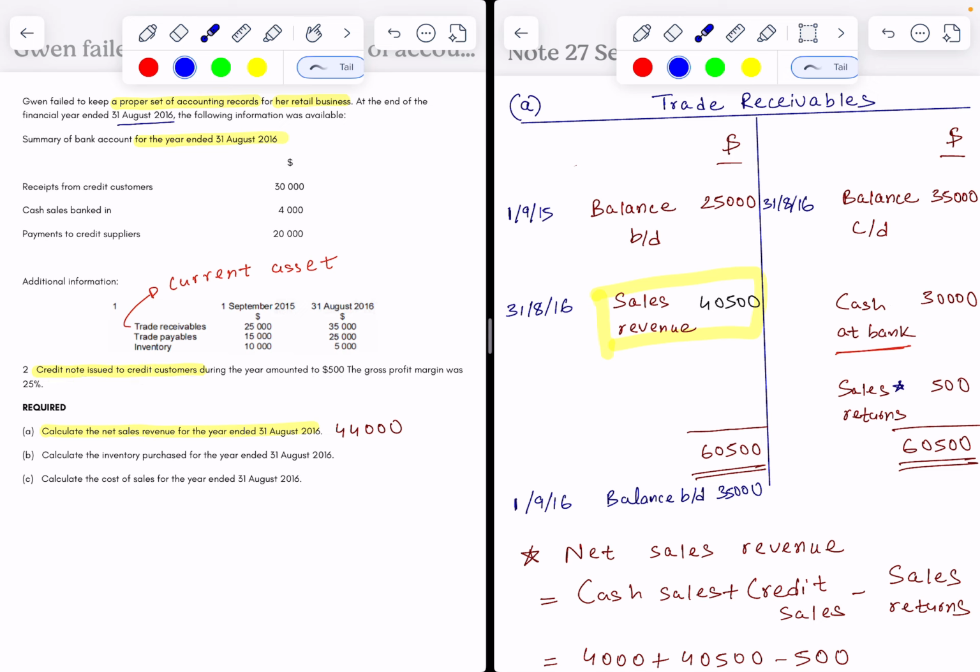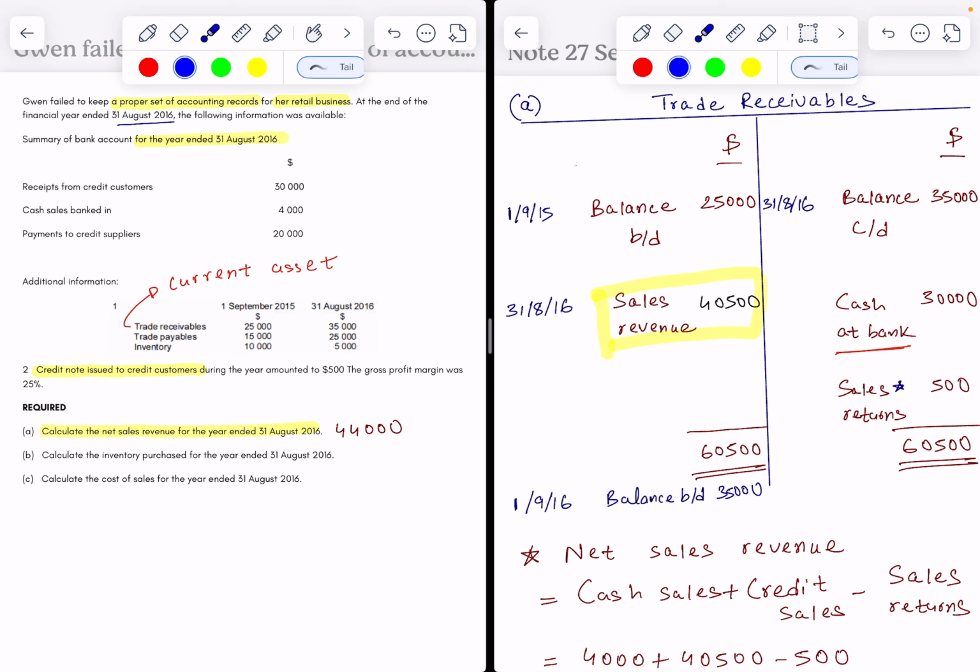Now, a credit note is only issued by the seller. And in this case, the seller is us, assuming that we are Gwen, all right? So we are issuing the credit note to our customers and confirming the returns that have been already processed. The amount for those returns is $500. The correct terminology is either the return inwards or the sales returns account, right?